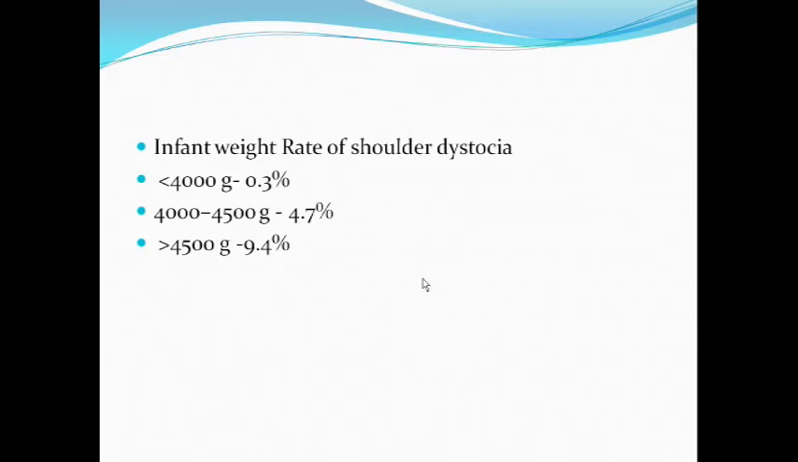Infant weight and rate of shoulder dystocia: if the weight is less than 4 kg, the risk is only 0.3%. If 4 to 4.5 kg, 4.7%. If more than 4.5 kg, the risk is about 9 to 9.4%. The risk increases with increased weight.